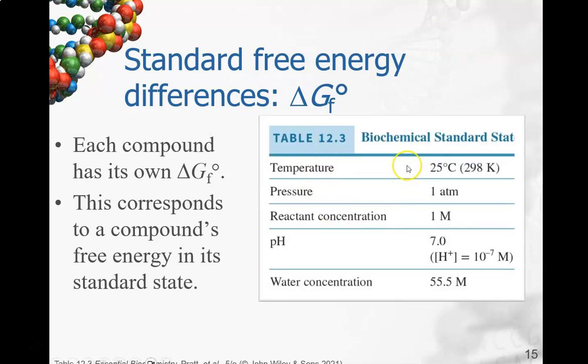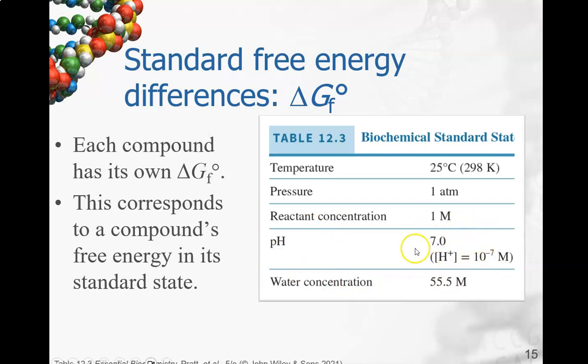So you might remember standard states from general chemistry, where we defined the temperature as 25 degrees Celsius, which corresponds to 298 Kelvin, 1 atmosphere pressure for your gas, 1 molar concentration for your solution, and the water is left out because water has a constant concentration. That is, it just has a constant number of moles in a liter. So there are 55.5 moles of water in a liter of water.